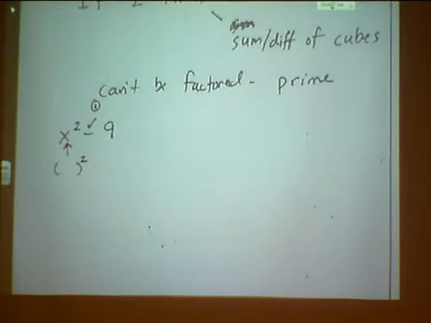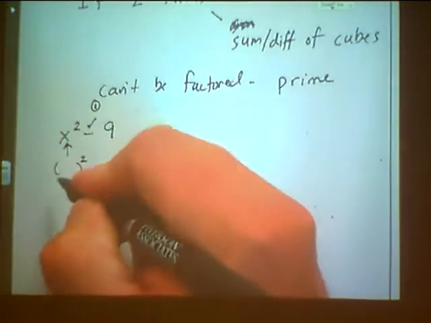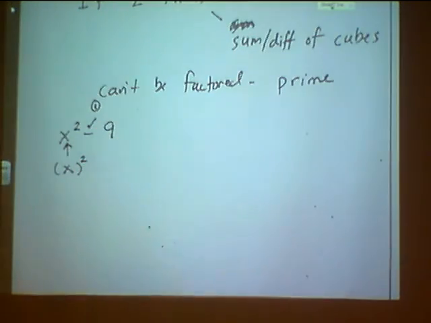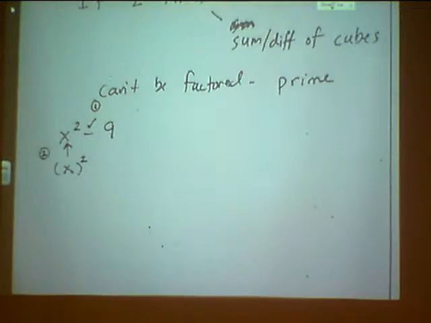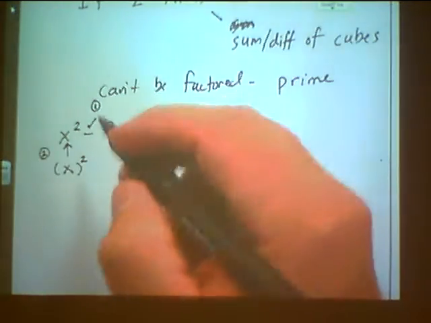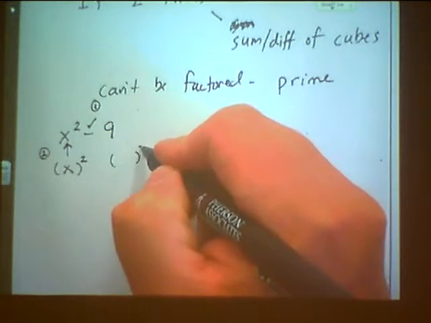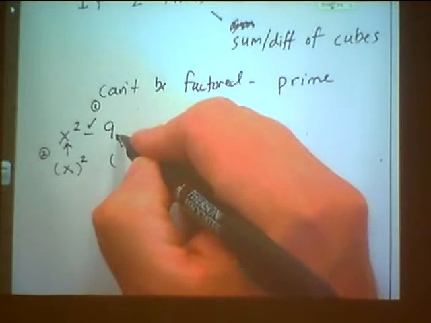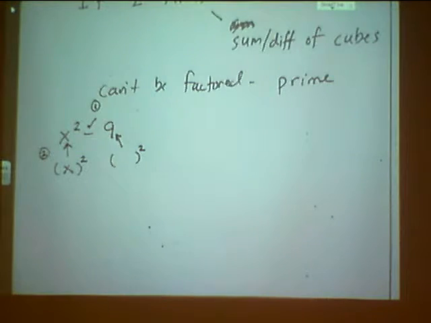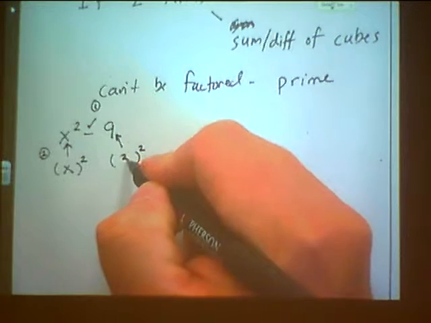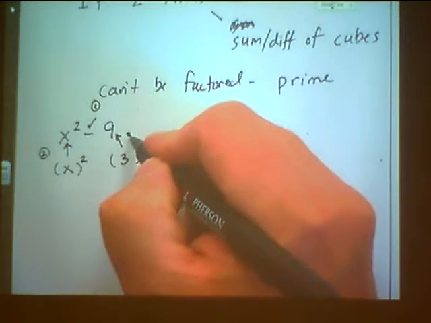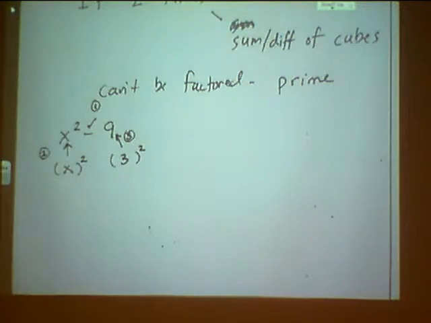Can I square something and have it equal x squared? Yeah, well, obviously x, right? If you square x, you get x squared. So there's the second thing I check to see if it's true. And then the third thing is I look at my second term and I ask the same question. Is there something I can square that will equal my second term? And in this case, it's 3. And that's my third thing to check.